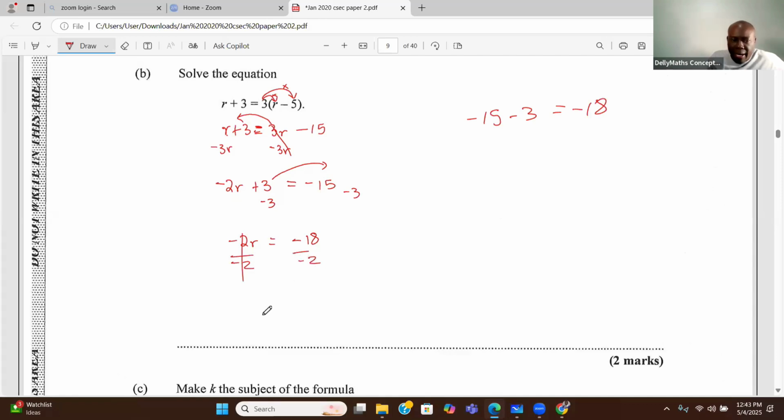So as you could see, r is 9. So r is 9, not a big deal. So negative 18 divided by negative 2. And even these, I put them on my calculator. Negative 18 divide negative 2. And I look, it's going to give me. All right. So even when I know the answer, I still put it on the calculator for verification.